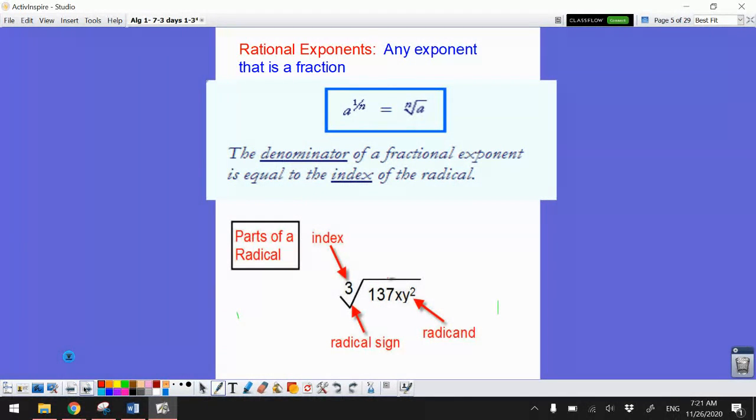Okay, so here's the parts to the rational exponent. We see that the fraction is actually the radical with the power of n in this little spot. So we need to learn our parts of the radical so we understand what we're talking about. The radical sign is the big, funky symbol that looks like a check mark with a line. The index is the little number in between. And the radicand is the part that is under the radical, and that's what we're taking the root of.